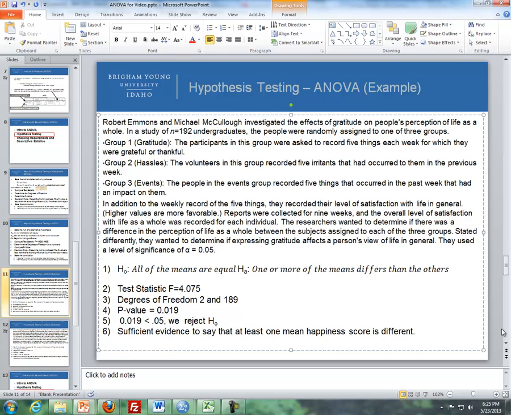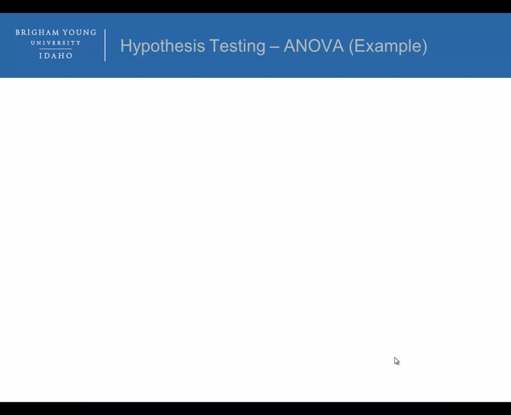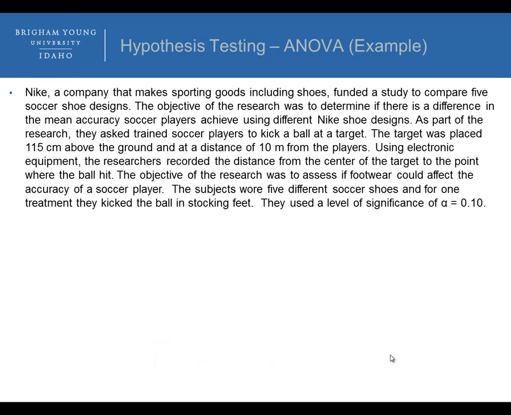Now you can stop the video and try this out to see if you can do it. This was in the online textbook, and we'll go through this problem here. Nike, a company that makes sporting goods, including shoes, funded a study to compare 5 soccer shoe designs. The objective of the research was to determine if there was a difference in the mean accuracy soccer players achieve using different Nike shoe designs.